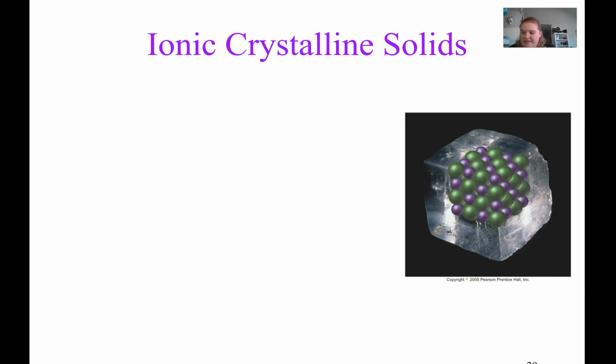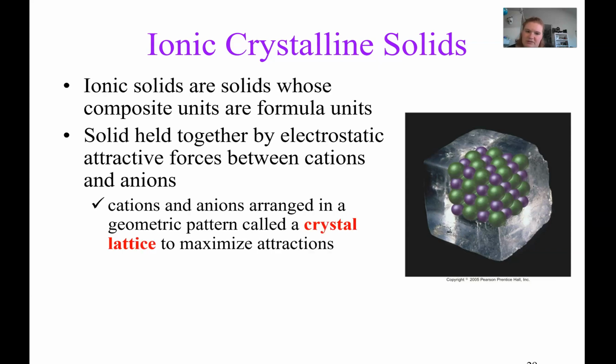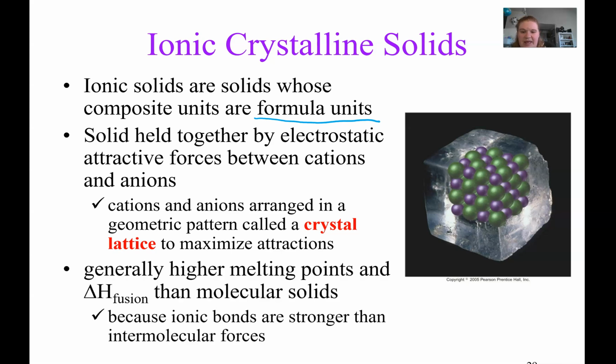The second type on that table were ionic crystalline solids. So these are ionic compounds, and they are made up of formula units. So remember that term is kind of the molecule version of an ionic compound. It's really just saying the lowest ratio. And these are going to have much higher melting points than our molecular, because ionic bonds are so much stronger than the intermolecular forces.